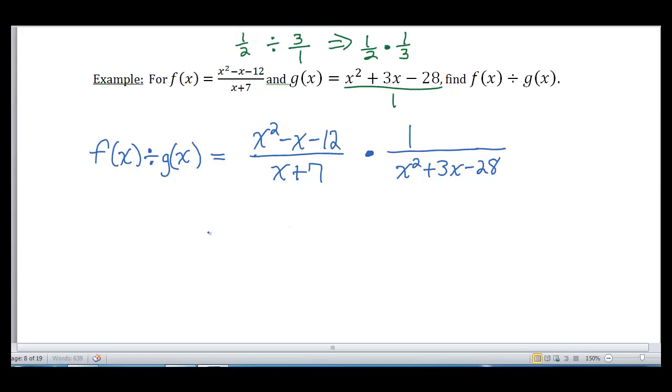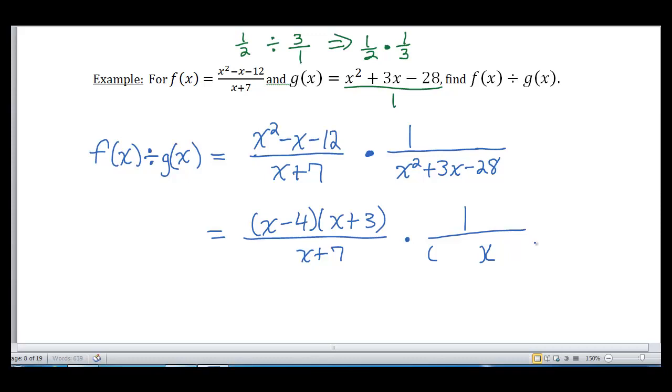And now the rest is just normal as we normally would. We factor this into x minus 4 times x plus 3, all over x plus 7, times 1 over x plus 7 times x minus 4. And now everything is factored.